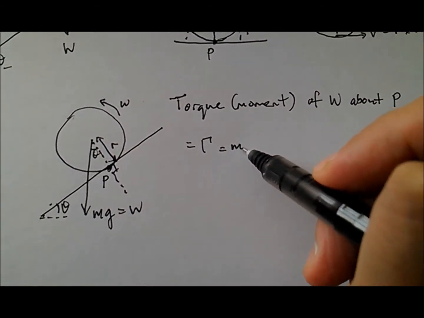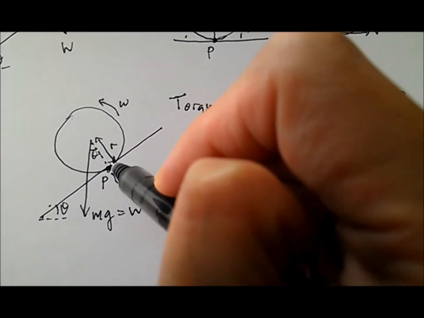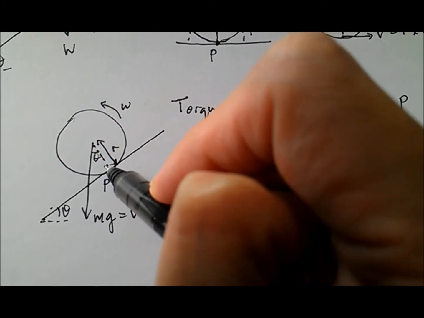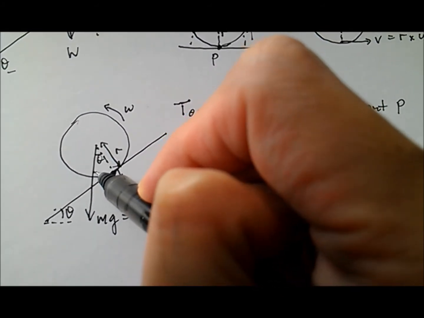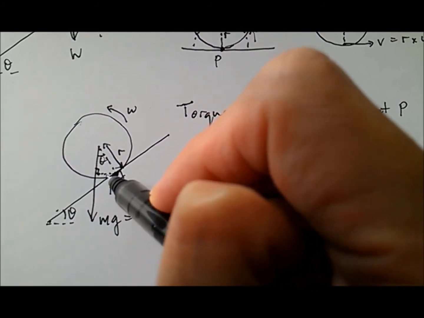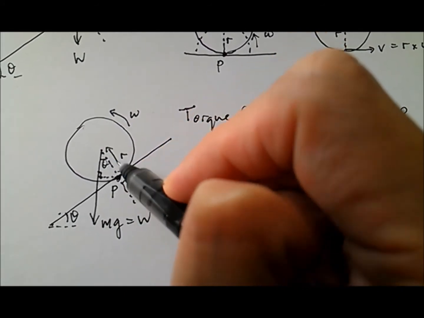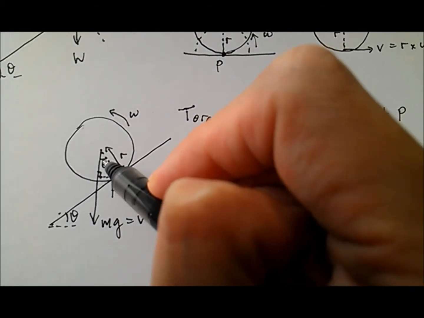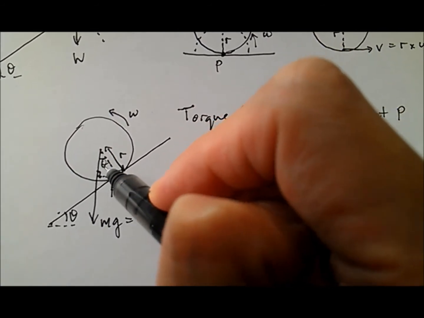Force is mg, right? That's the force. What's the distance? The distance is the perpendicular distance of the line of action of the force mg about the point. So we are talking about this perpendicular, horizontal distance. If you look at this picture, you can see there's a right angle triangle, and this radius is the hypotenuse, and this angle is theta. So we are interested in the horizontal distance, which is r sine theta.